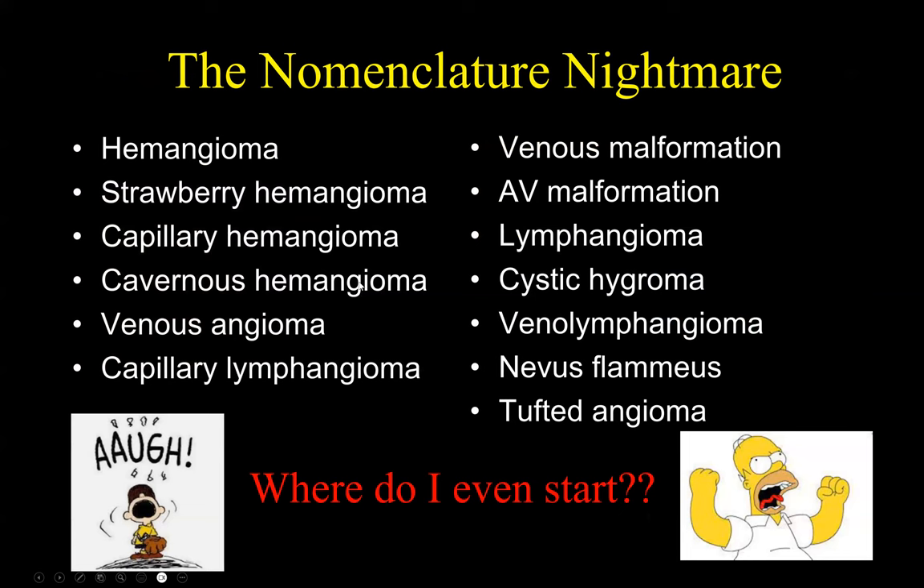The reason we're going to take a simplified approach is that this is what I would refer to as a nomenclature nightmare. As I've done my journey, and you may experience this too, you're going to come across terms like hemangioma or strawberry hemangioma or capillary lymphangioma, cystic hygroma, veno-lymphangioma, nevus flammeus, and so forth. When I was a resident and a fellow, and even as a junior faculty, it was so confusing to me. Basically, the question I always asked is, when I see something like this, where in the heck do I even start?